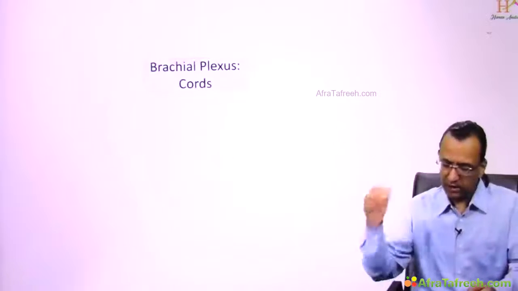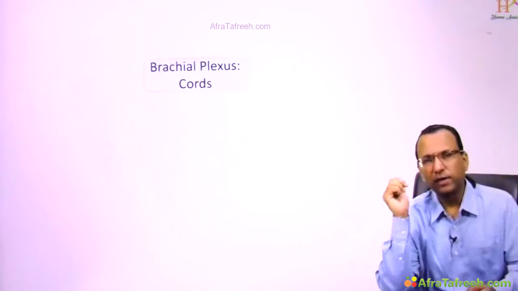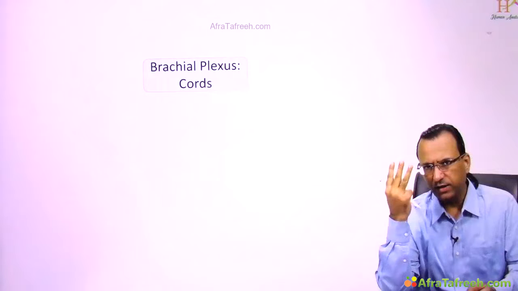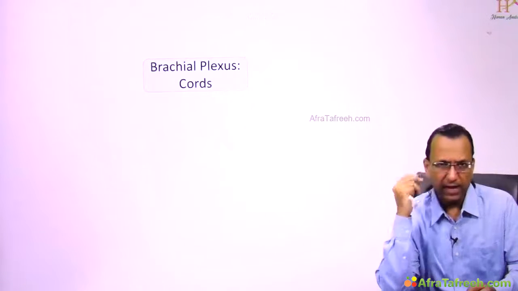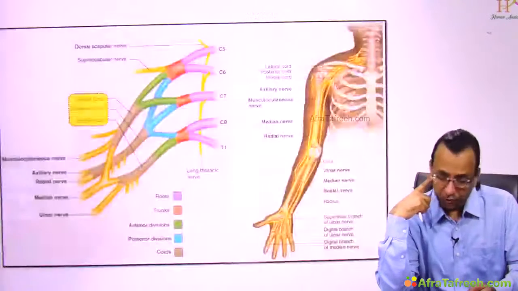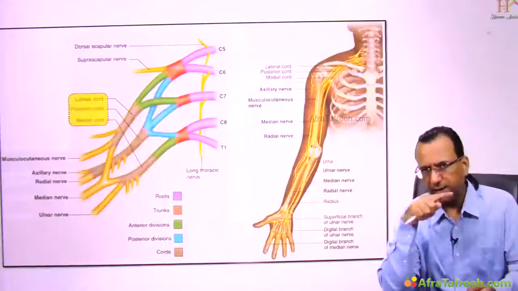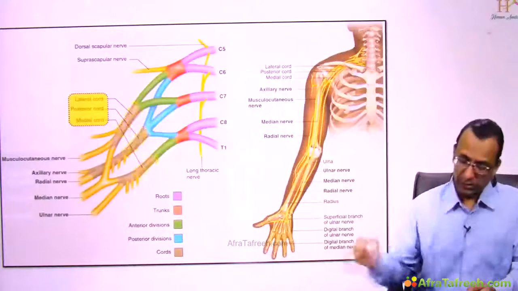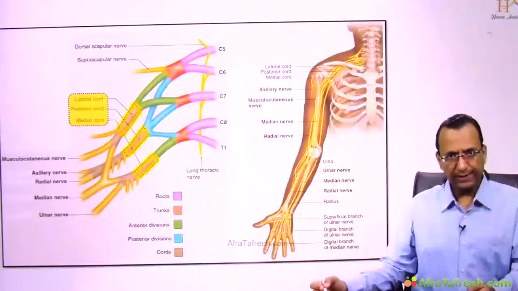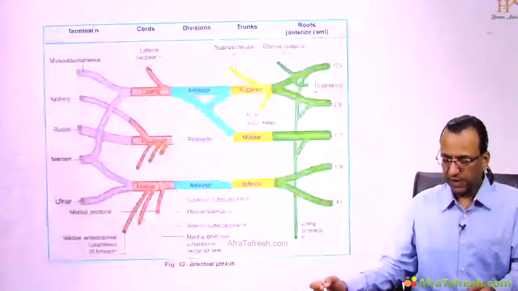Let us look at the cords of the brachial plexus, which are 3 in number and they are in the axilla. As you're talking about the 3 cords of brachial plexus in the axilla, you see how they are formed and what they go on to become later. This we have to discuss. So, how are they formed? Okay, let us see a schematic diagram.